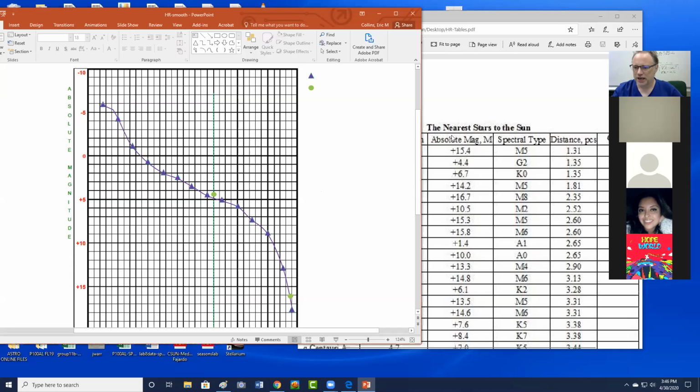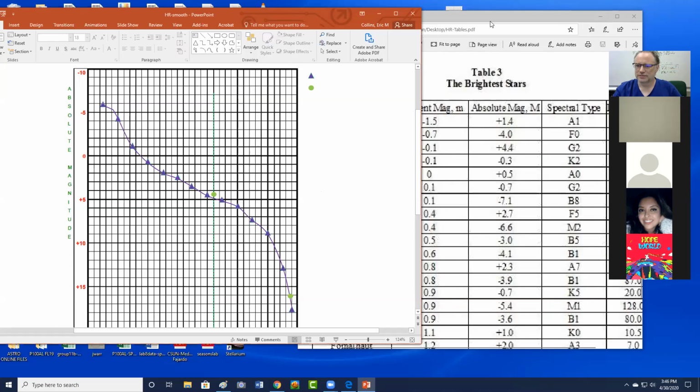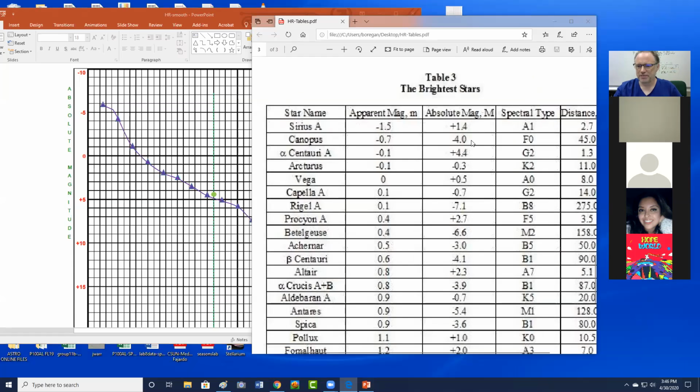And then you'll go to the brightest stars. Okay, and you're going to do the same thing. Sirius A, Canopus, Alpha Centauri. Now, some of them will be included in both lists. If there's one included in both lists, please label it if it's in both lists.